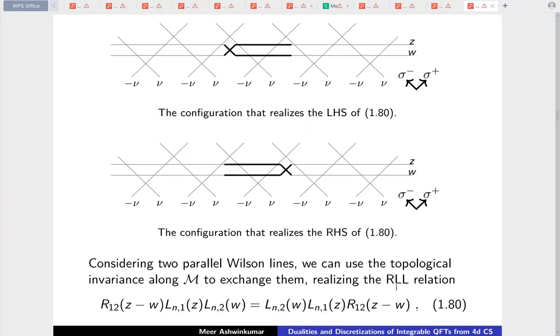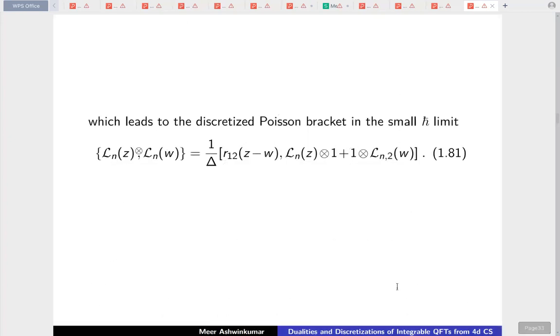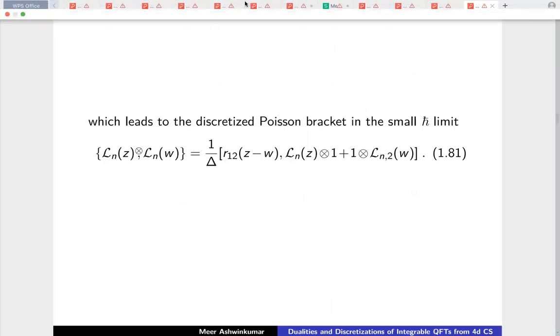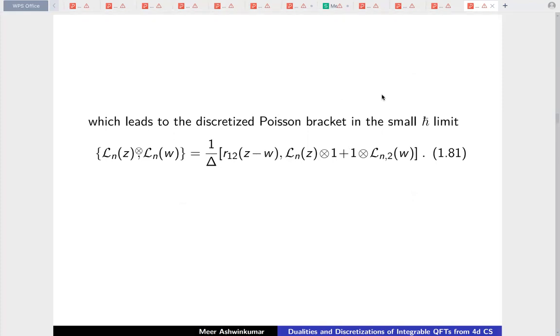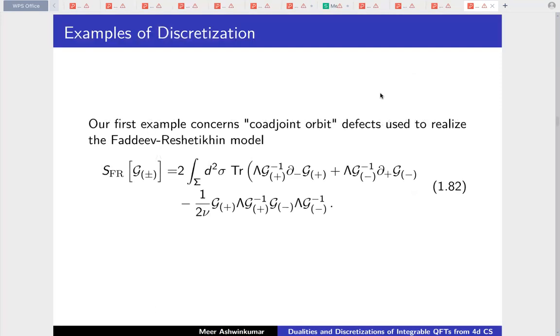And this RLL relation, if I take the semi-classical limit of it, it's well known that this realizes the discretized Poisson bracket of the Lax connection. And this discretized Poisson bracket is known to be the discretization of the Poisson bracket of the integrable field theory in question. So we have now a nice framework that arises from discretization for the quantization of these integrable field theories. So let me just go into some examples.